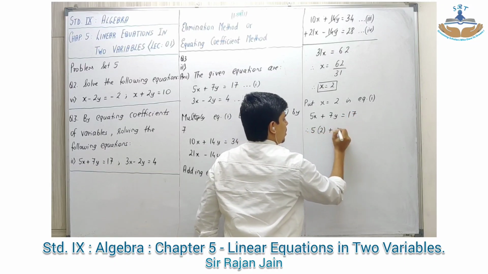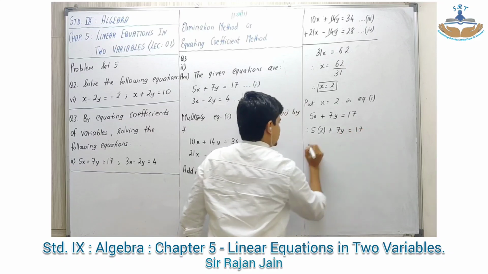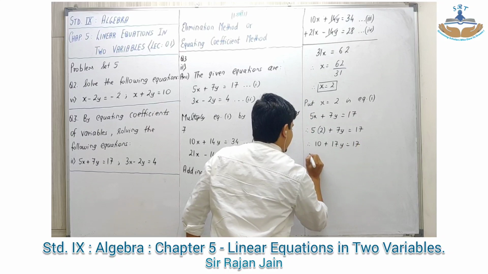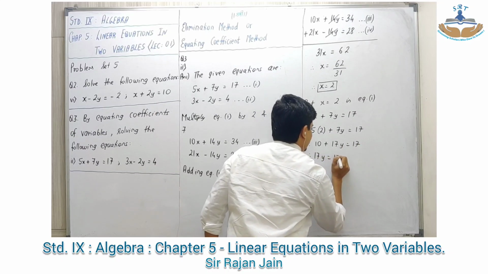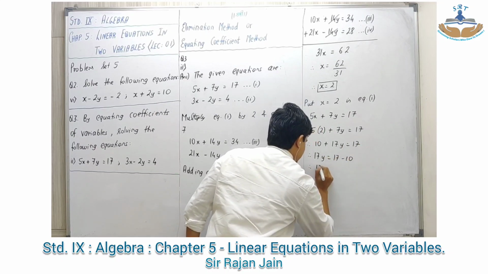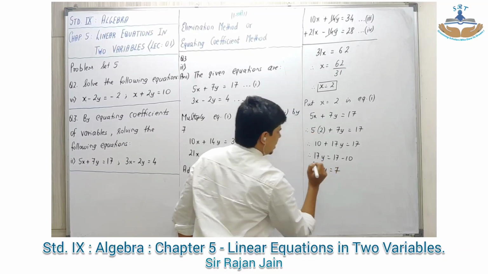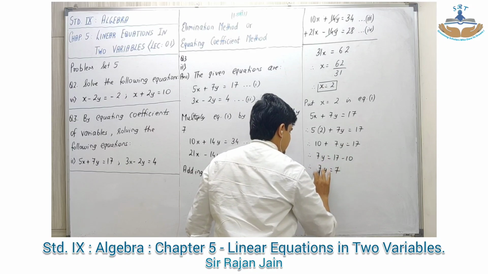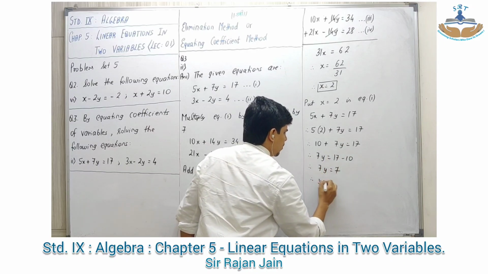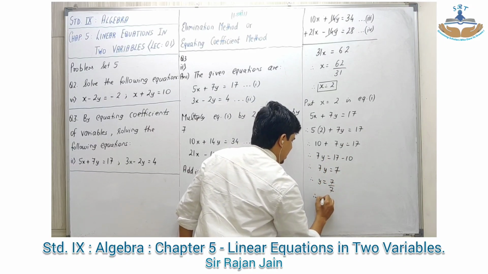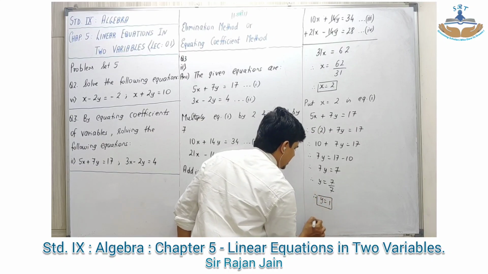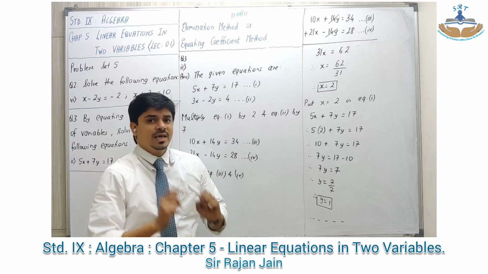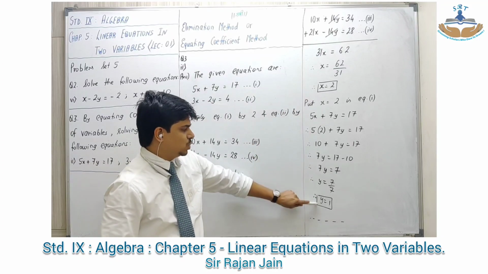5 into 2 plus 7y is equal to 17. 10 plus 7y is 17. 7y will be 17 minus 10. 7y will be equal to 7. Sorry, this is 7y, students. So 7y is equal to 7. y will be 7 upon 7. y will be equal to 1. Final answer you will write in statement form. Therefore, the solution of the equation is x comma y is equal to 2 comma 1.